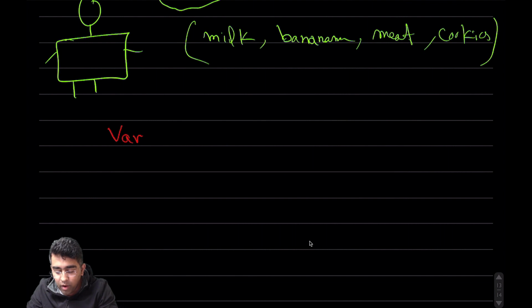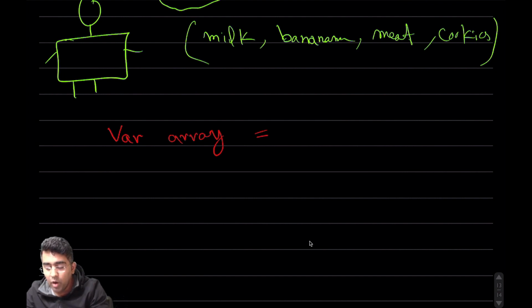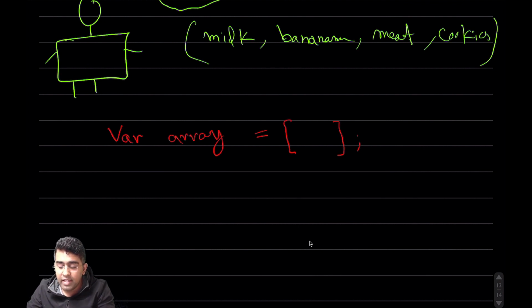We say var and I'll name it array. And then is equal to, which is an assignment operator. And then we are going to use square brackets as an array literal. So when we say array, we have values inside square brackets, and we define an array right now. If we try to access this array on the console, you will get an empty array. So we want to put some values into the array. How do we do that?